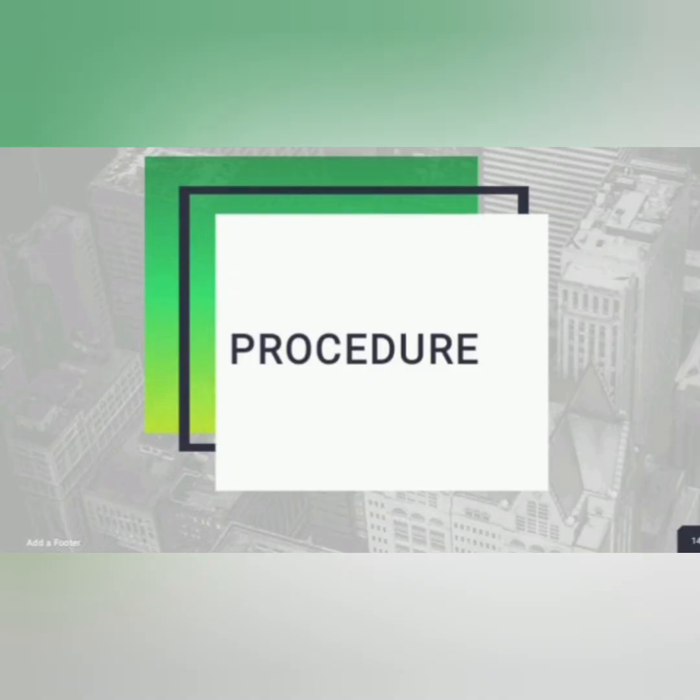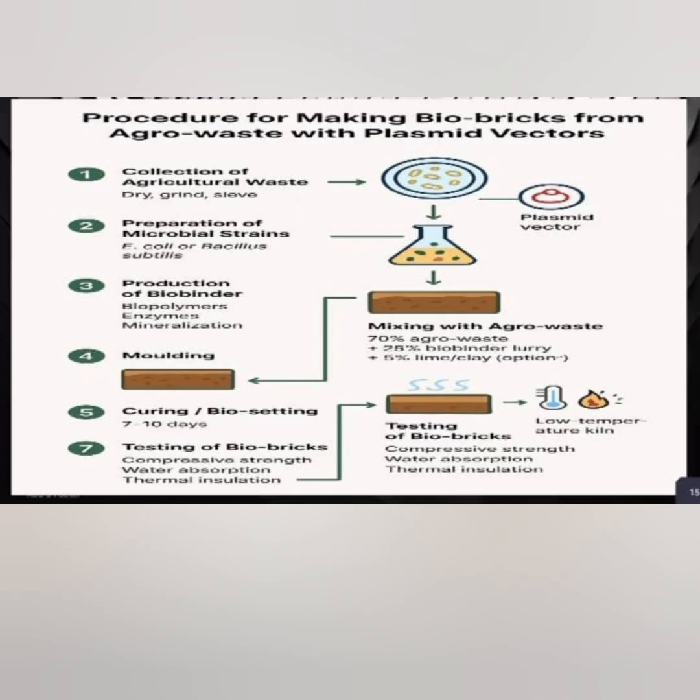Let's go through the procedure for making biobricks from agrowaste with the plasmid vector. Collect the agrowaste, dry it, grind it and sieve it. To prepare the microbe strains, I used E. coli and Bacillus subtilis, prepared a culture and separated the plasmid vector by cloning methods, then molded it with the plasmid and agrowaste. The concentration is 70% agrowaste, 25% biobinder and 5% lime and clay. The molded biobricks stay for 7 to 10 days of drying.